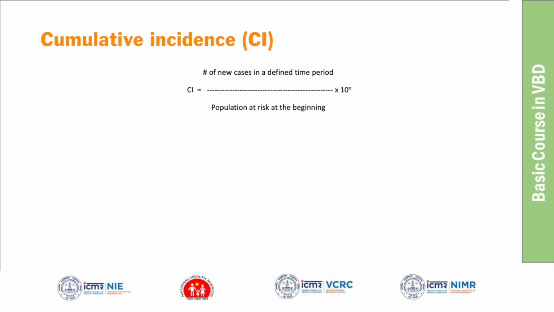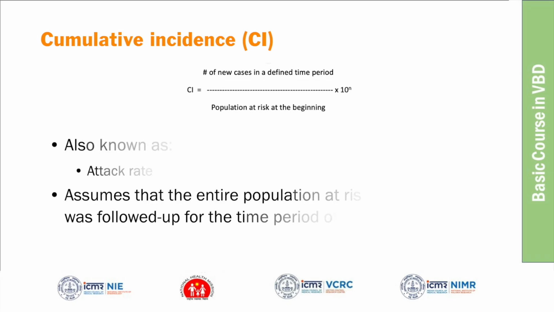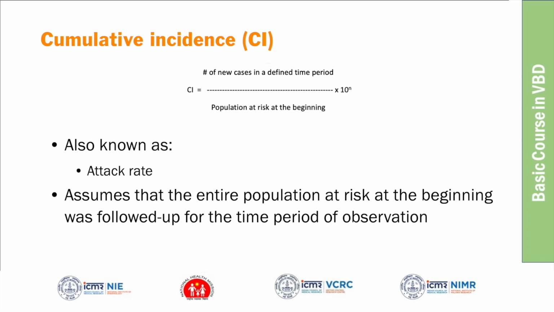So what is cumulative incidence? The formula is the number of new cases that have developed over a defined time period for a particular disease or a health-related event, divided by the total population at risk at the beginning of that time period. The other names for cumulative incidence are, in the case of infectious diseases, when you go for outbreak investigation, some people call cumulative incidence also attack rate.